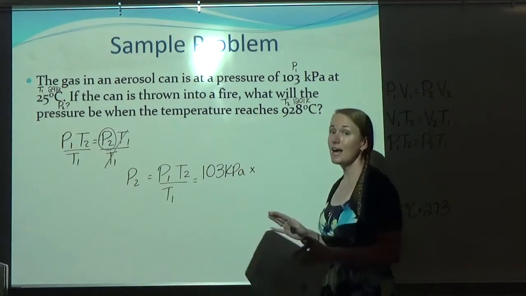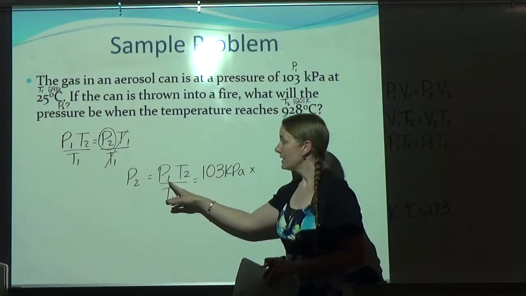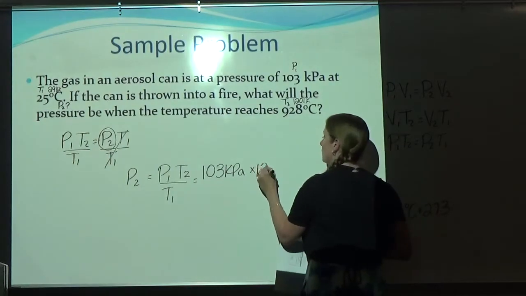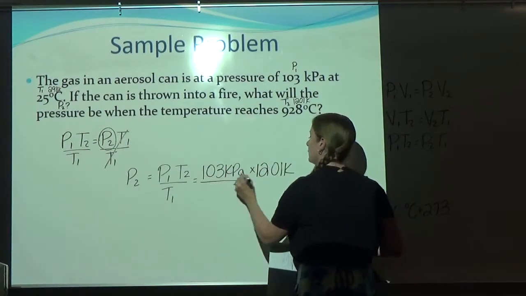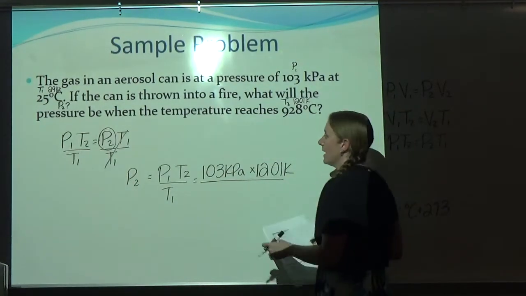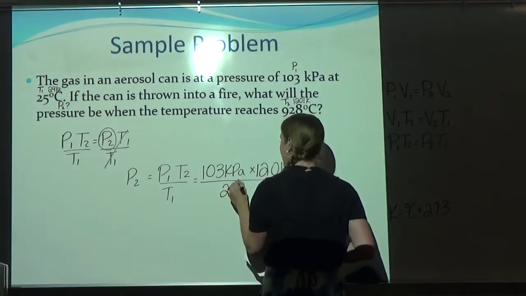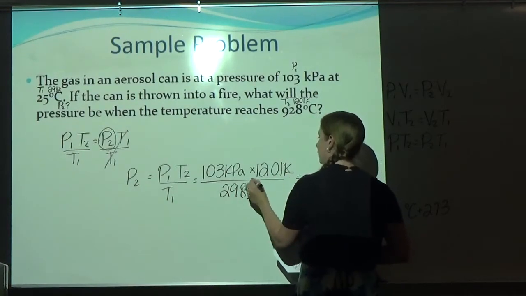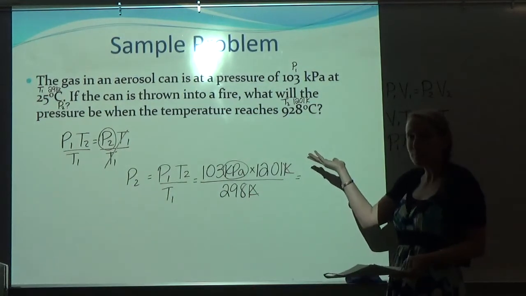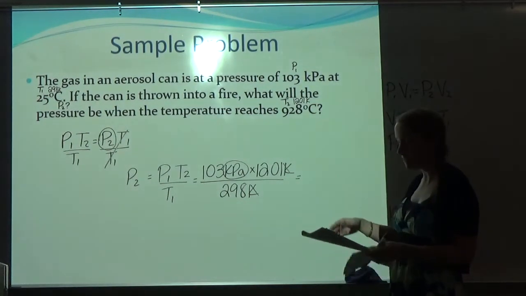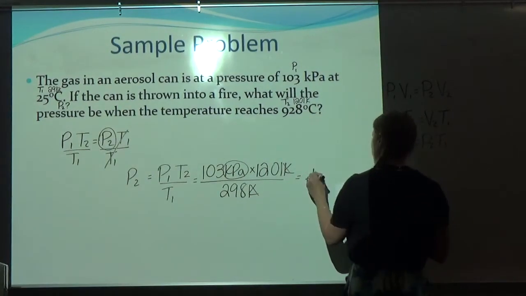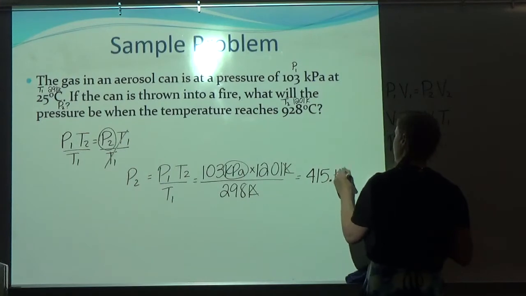And the similar thing happens in Charles' law. It's P1 times T2. So my T2 is 1201 Kelvin. And so see, again, y'all, if you'll label everything in the problem, then it's easier to not accidentally get them mixed up. And then my T1, of course, is 298 Kelvin. So my Kelvins cancel. I'm left with kPa, which is perfect. I'm solving for pressure. It didn't specify what unit it wanted, so I'm going to leave it kPa. I multiply my top two numbers and divide by the bottom, and so I get 415.11 kPa.